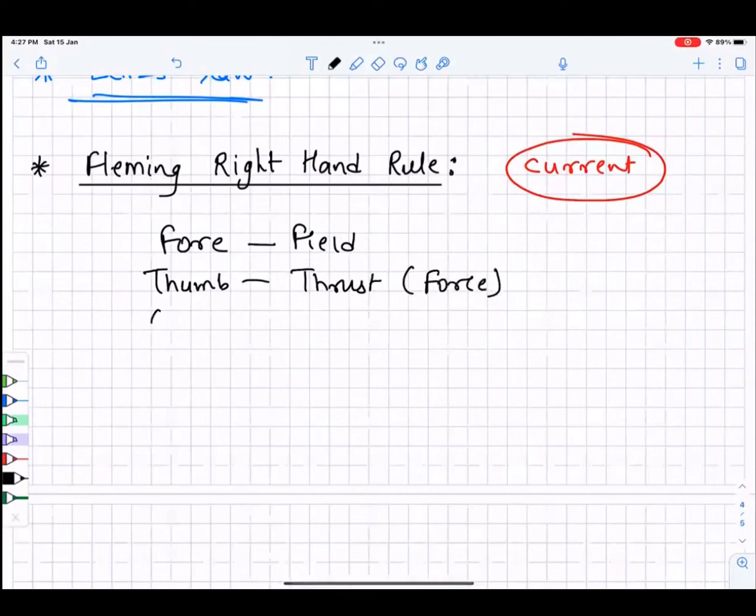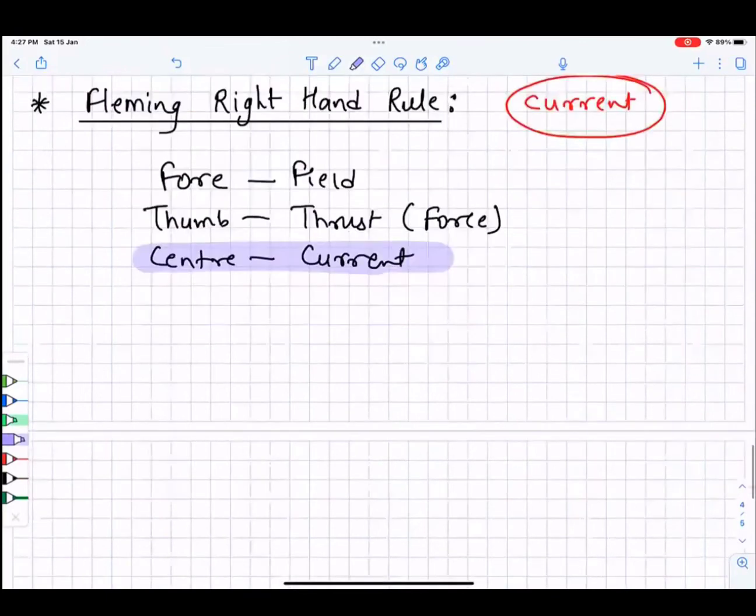And your center finger will represent what? The direction of the current. Center finger will represent the direction of the current. So we are using this rule to identify the direction of the current. Again, how to use it? I'll just tell you what the rule is.